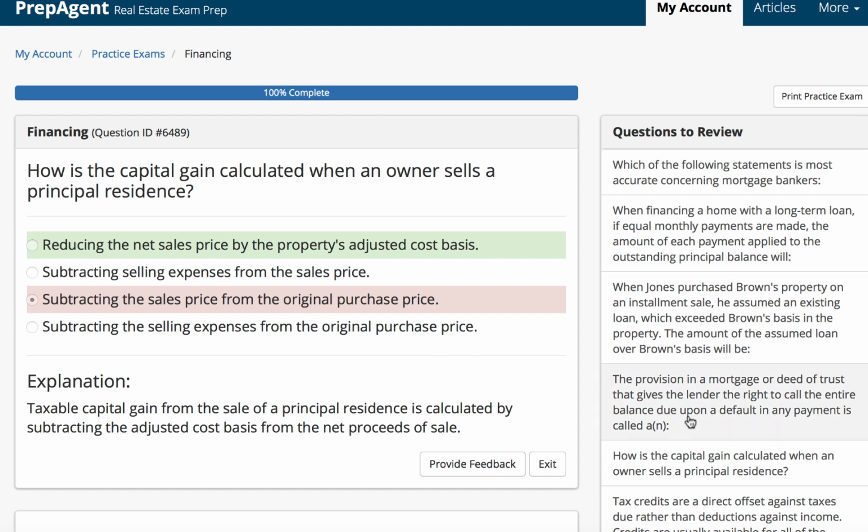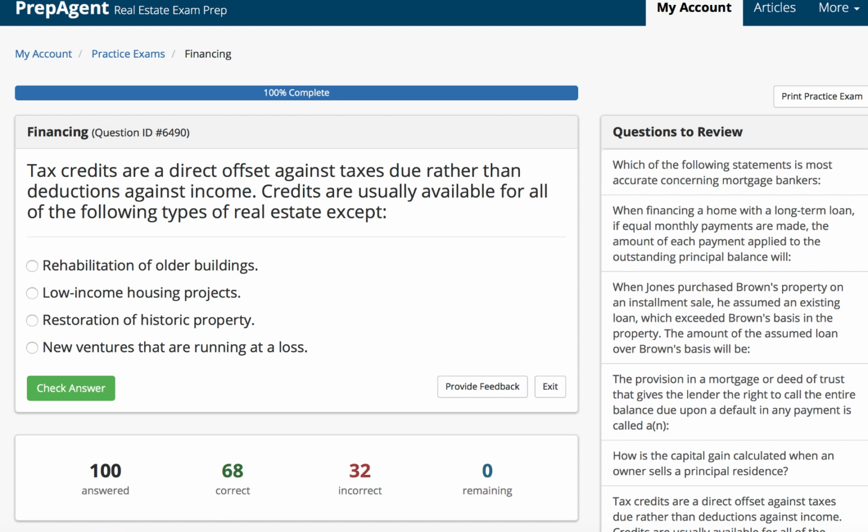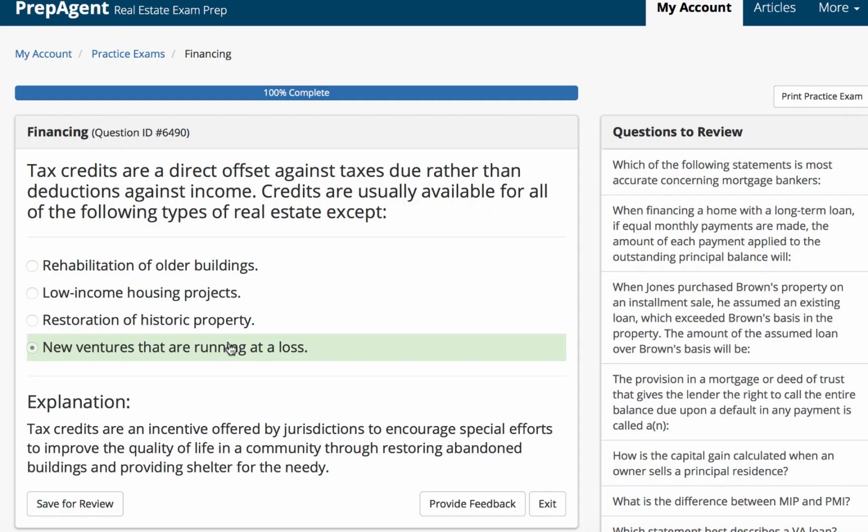Do you know what the cost basis is? It's the original cost, correct? Good. Yes, exactly. And we're going to see that question again, but it's important you know that. Tax credits are a direct offset against tax due rather than deductions against an income. Credits are usually available for all of the following types of real estate except low income, restoration of historic, new ventures that are running. I would say new ventures running at a loss. Good. Excellent.